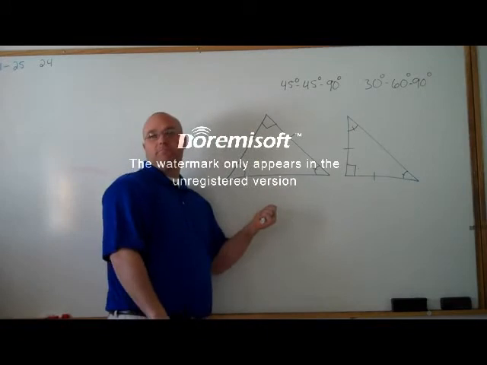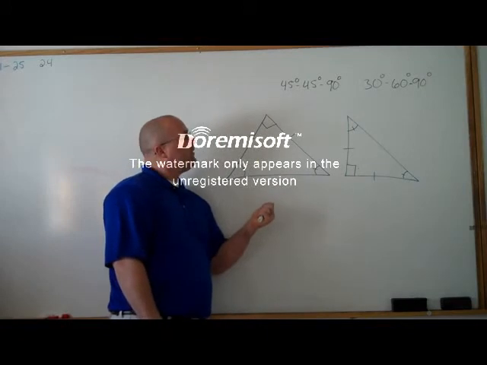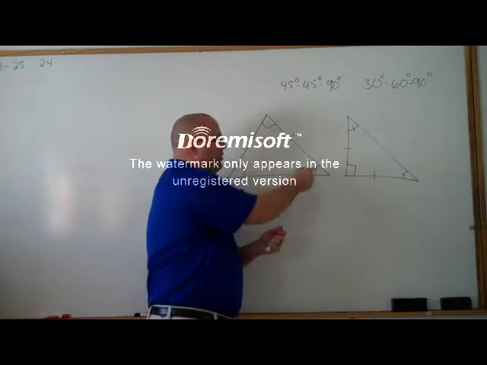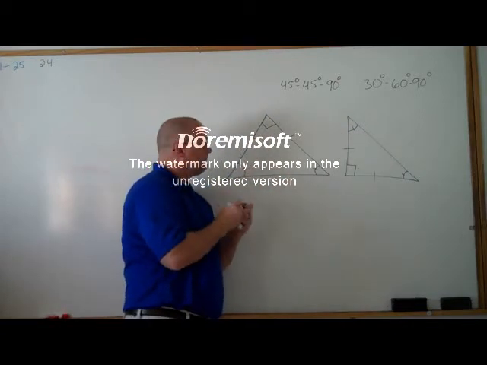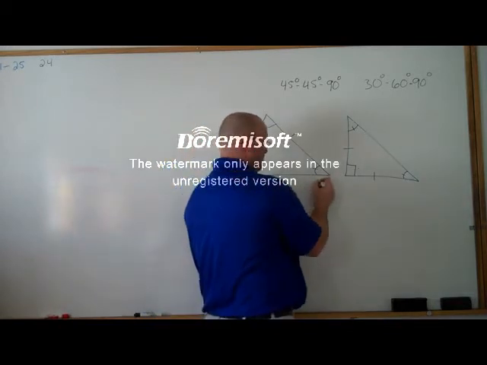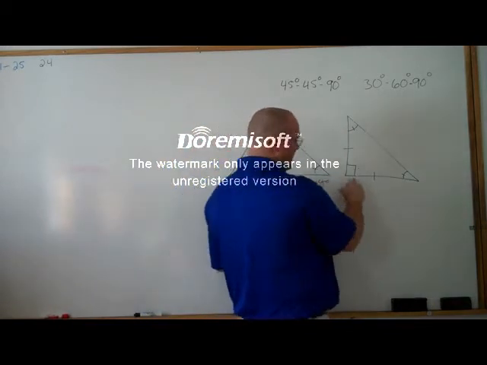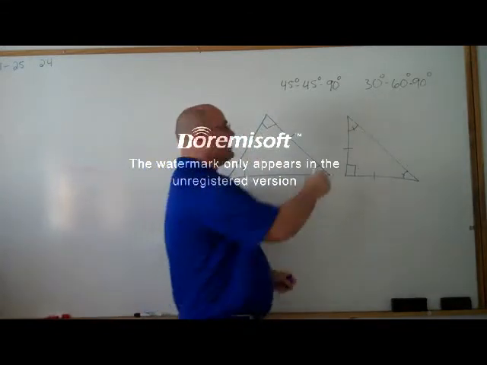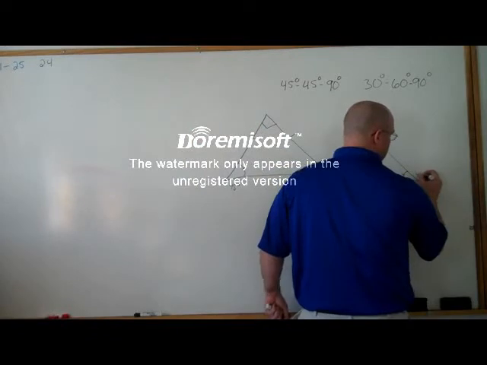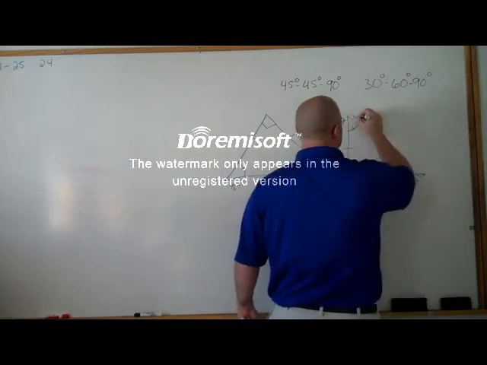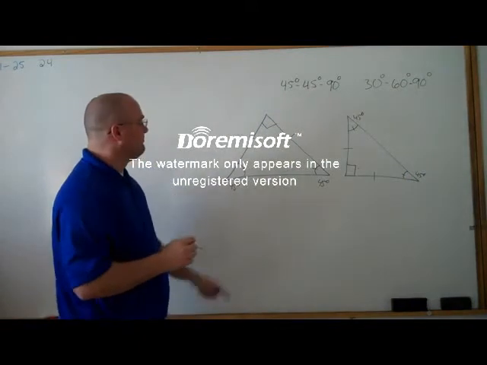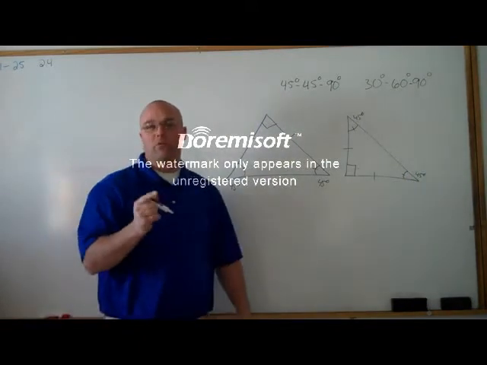Special right triangles. An isosceles right triangle. This is 90. These both have to be 45 degrees. Same thing with this. This is 90 degrees, so both these angles are the same, so they have to be 45 degrees. Isosceles right triangle. Okay.